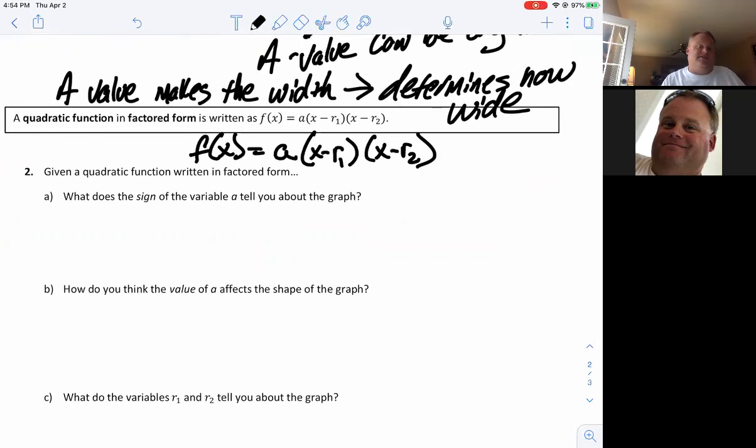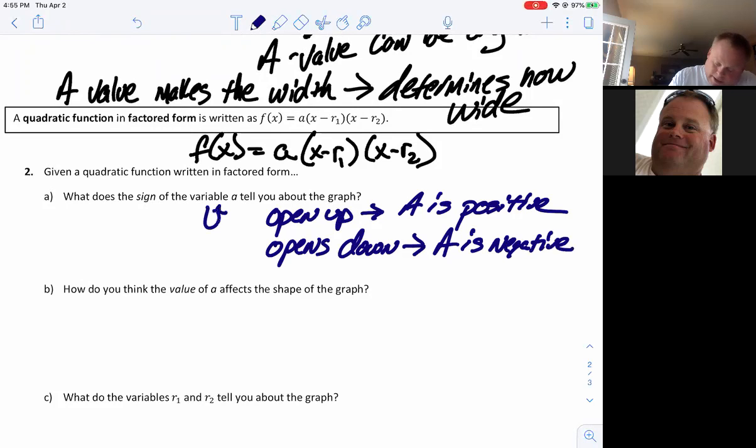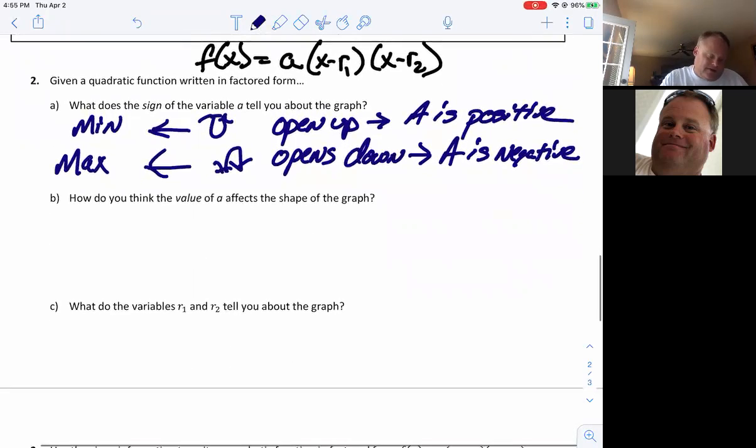In this case, what does the sign of the variable a tell you about the graph? Well, it tells us, and I'm going to change colors, I'm getting sick of black, does it open up when a is positive, and it opens down if a is negative, right? So it'll look like that, or it'll look like this, which means this would give me my min, and this would give me my max, right? So how do you think the value of the A affects the shape of the graph? Well, I've been kind of covering that for a while, right? And that is it determines how wide or narrow it's going to be.